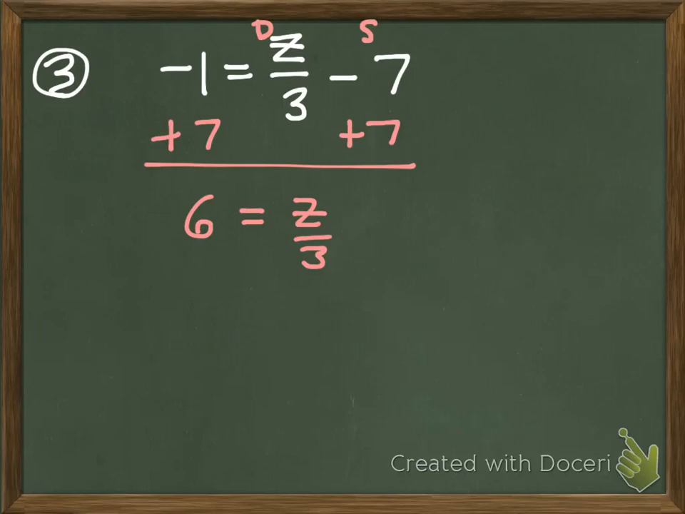Okay. I want the Z by itself. What's in the way? The divided by 3. What's the inverse of dividing? Times 3. Multiplying. So watch. What did we do? We times 3. And if we do it there, what else do we have to do? The other side, right? And then when we multiply 3 by 6, we get 18. That's our answer.